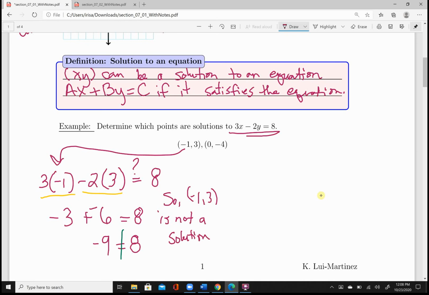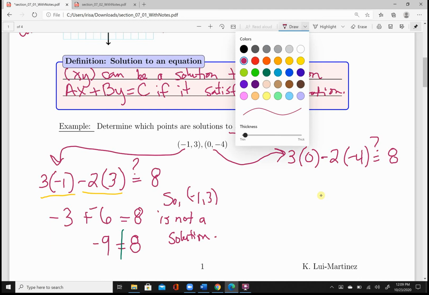To this equation, or just say it's not a solution and leave it at that. That's fine. Now let's go ahead and try this other one, 0, -4. So instead of an x, for this, again, the same equation, put in a 0. And instead of a y, put in a -4. This is looking promising. But essentially we're asking, are they equal? I don't know. Now notice what's happening here.